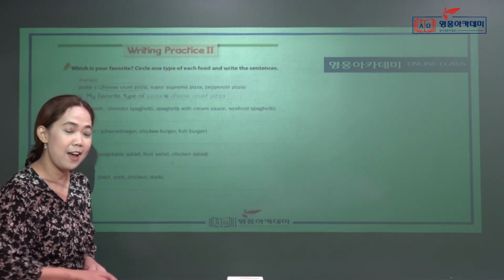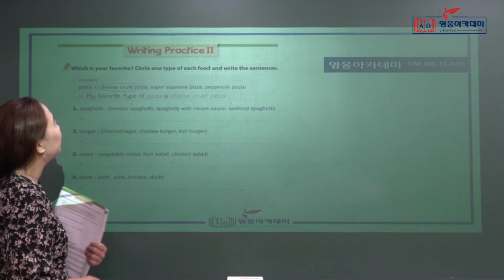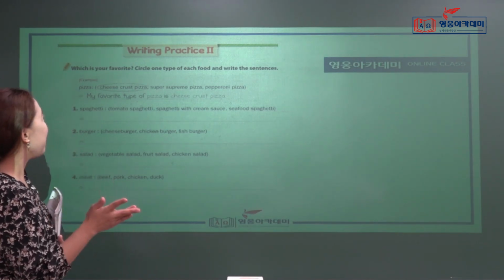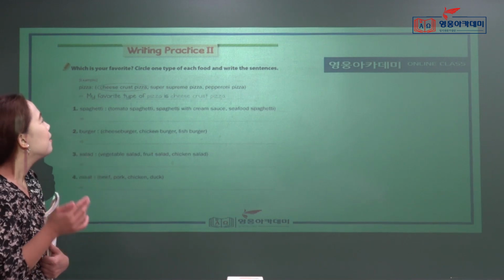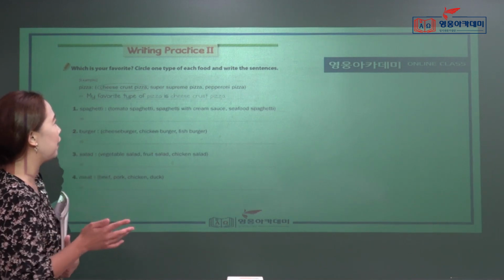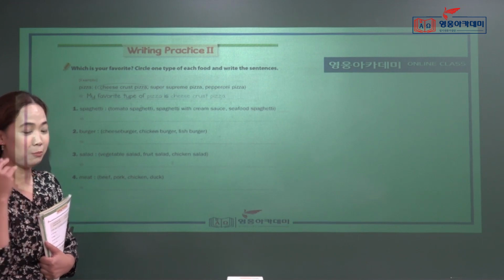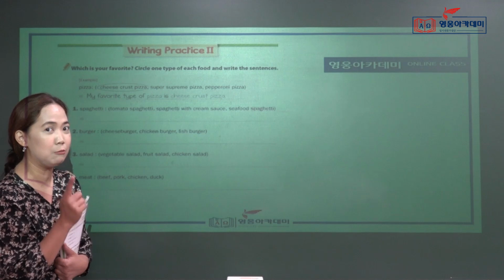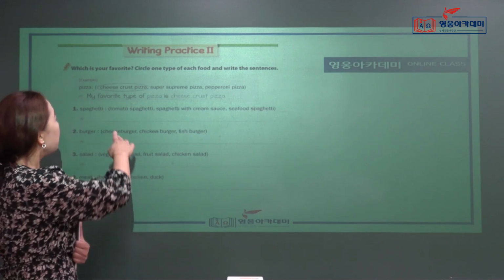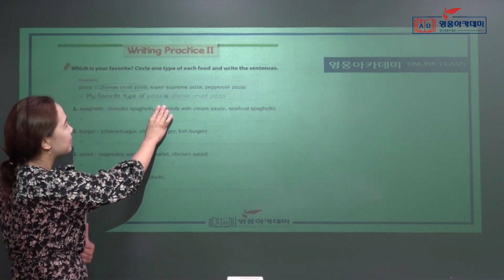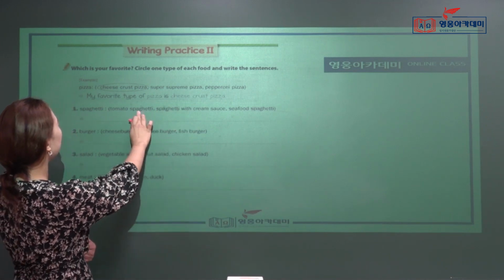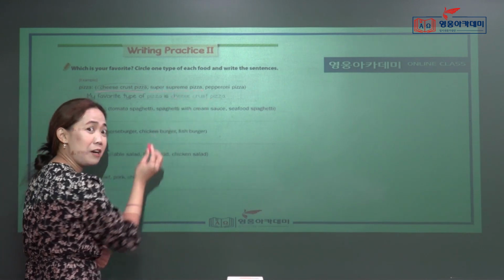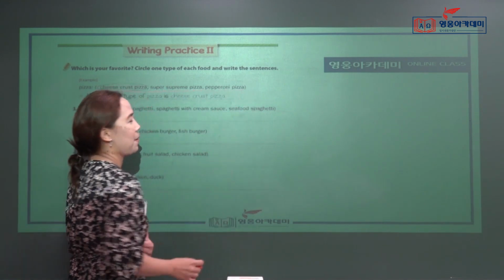Okay, are you guys done with that? Now let's go to the writing practice 2. Okay, what is this now? What is your favorite? Circle one type of each food and write the sentences. Again, I'll read the instruction. What is your favorite? Write one type of each food and write the sentences. Okay, for example, my favorite type of pizza, there are examples here. There is the cheese crust pizza, the super supreme pizza, and the pepperoni pizza.